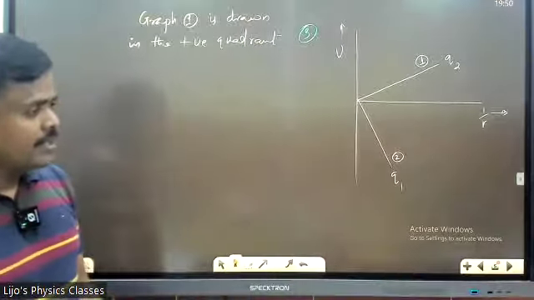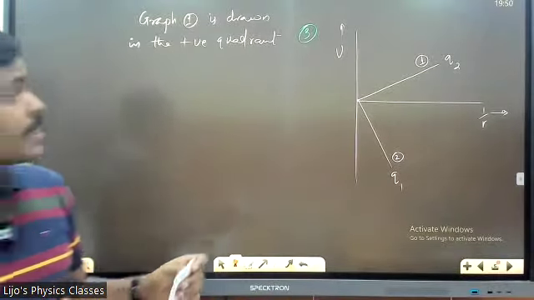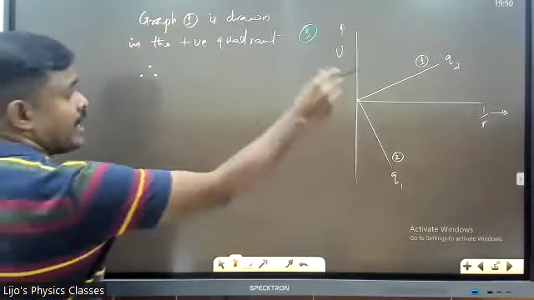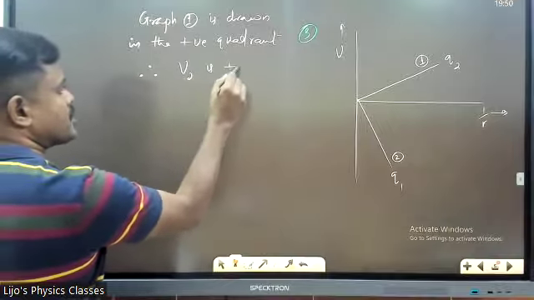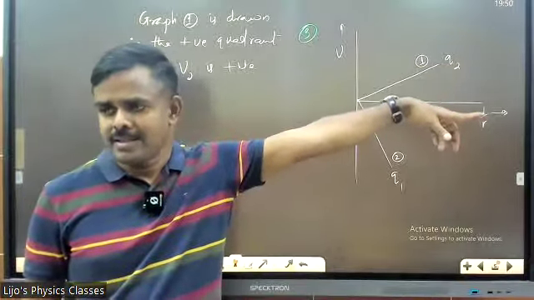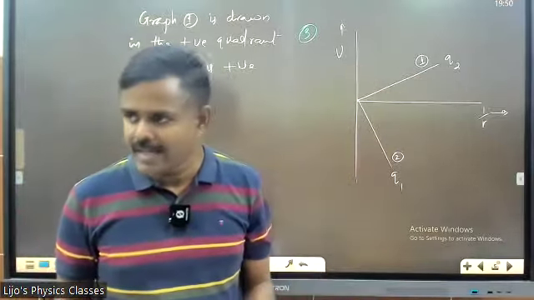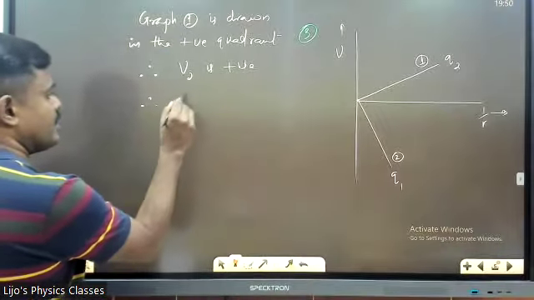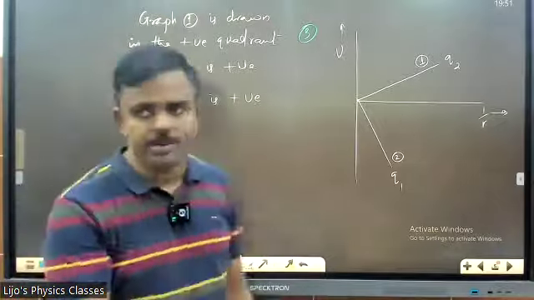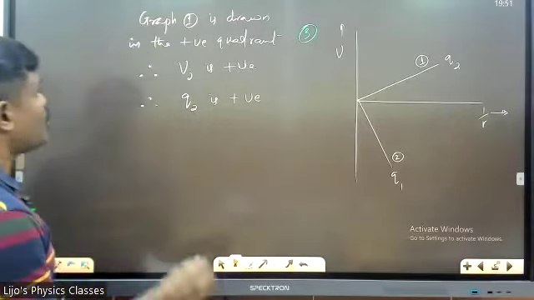Graph 1 is drawn in the positive quadrant. Therefore, V2 is positive, potential due to it. If that is drawn in the positive quadrant, that means potential is positive. Potential is positive means what? That charge is positive. So we know that Q2 is positive. Understood? Simple common sense. Now, how about the other one?